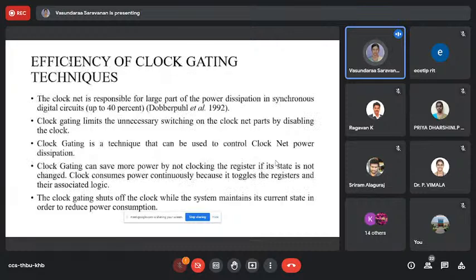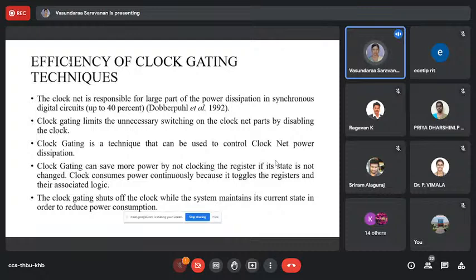Efficiency of clock gating techniques. A clock net is responsible for a large part of power dissipation in synchronous digital circuits, up to 40%. Clock gating limits the unnecessary switching on the clock net paths by disabling the clock. It is a technique that can be used to control clock net power dissipation.